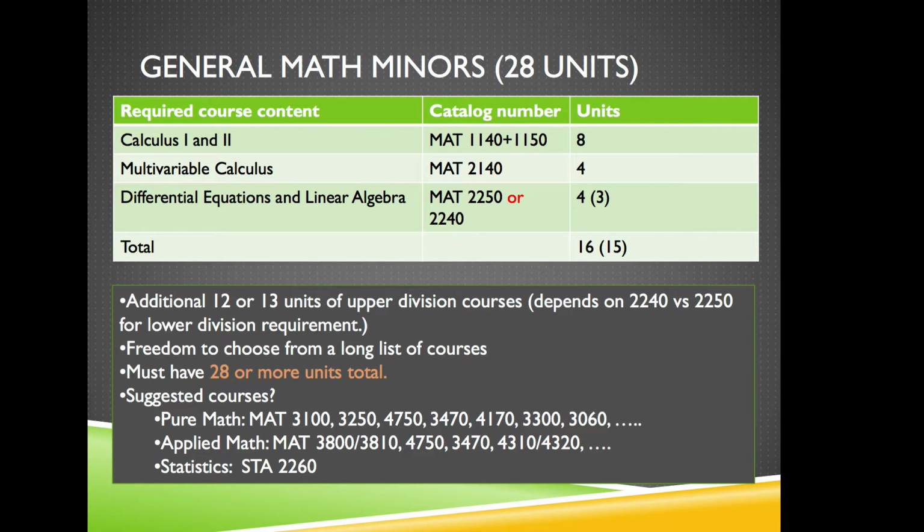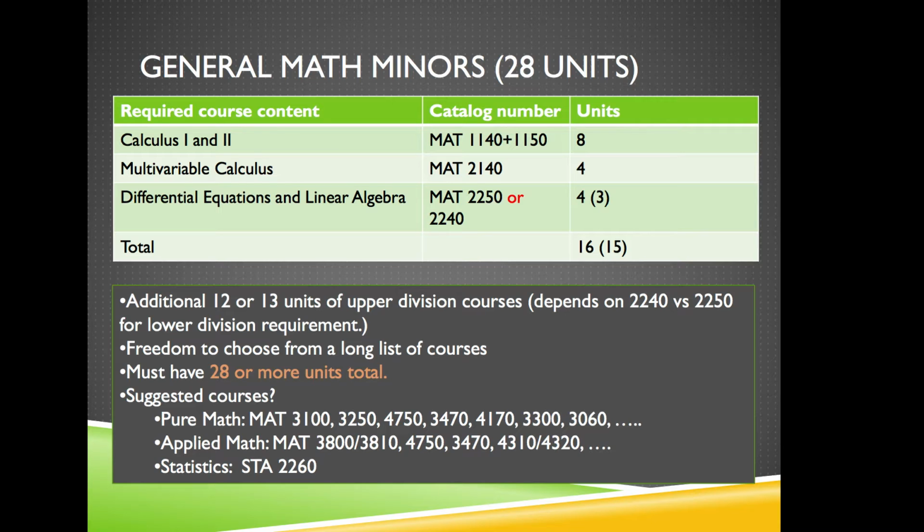For the general math minor, the main requirement is that you need 28 units total, and 16 of them are given in this table. So it's Calculus 1 and 2, multivariable calculus, and differential equations and linear algebra class. We prefer that you would take Math 2250, so that would bring you up to 16 units in this category. However, we also know a lot of students, particularly engineering majors, are already taking Math 2240 for their degree requirements for their major. And so if you want to substitute 2240 for the 2250, that's fine. You can choose either 2250 or 2240.